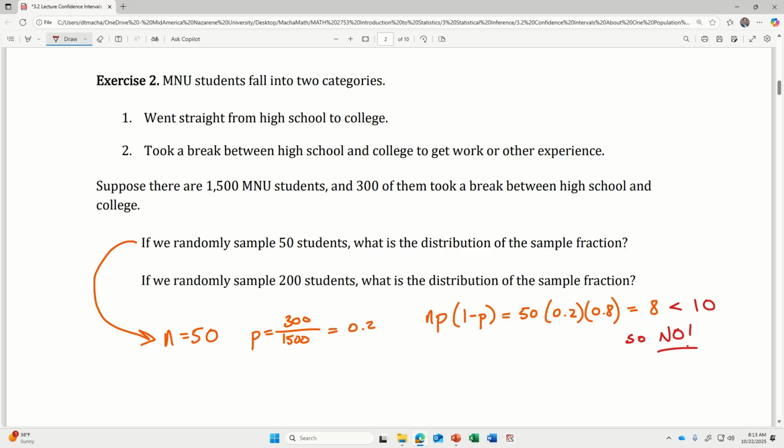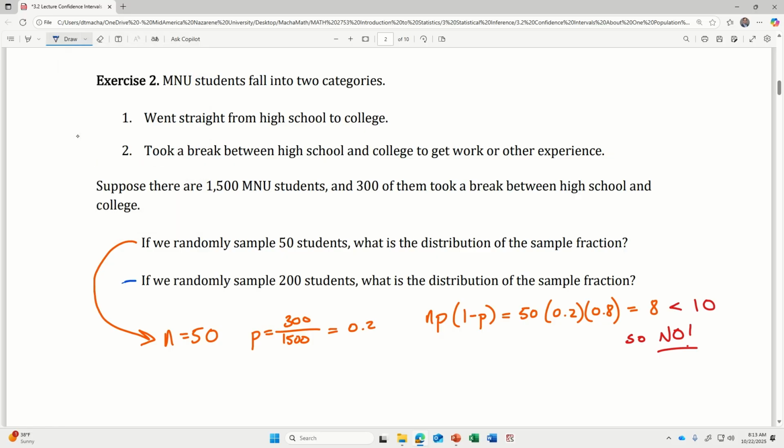Because the cutoff we decided on was going to be 10. If the variance is less than 10, then we say no, this is a binomial process that cannot be well approximated by a normal distribution. If it was greater than 10, then we would say, yeah, sure, we could use a normal distribution. But not in this case.